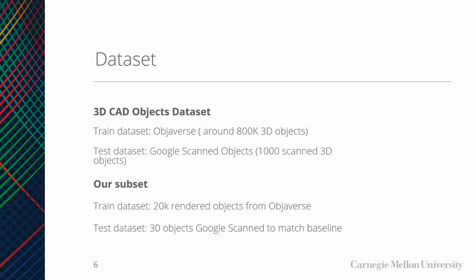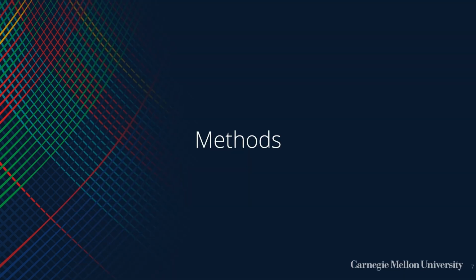The datasets that we use are 3D CAD object datasets from Objaverse and Google Scanned Objects, and we just use a subset of those. For our train dataset, we use 20K rendered objects from Objaverse, and for our test dataset, to match our baseline, we just use the 30 objects chosen by SyncDreamer, our baseline, to do the evaluation.